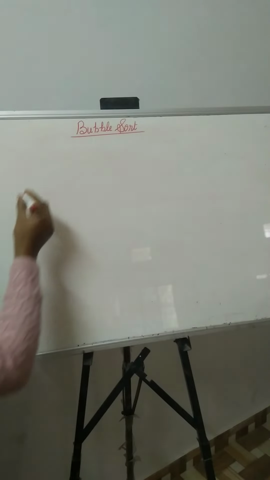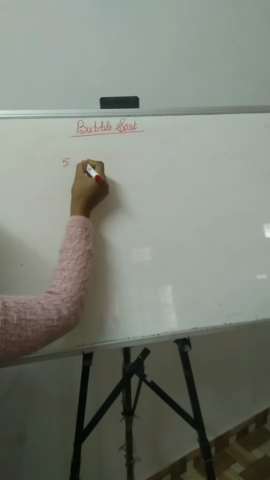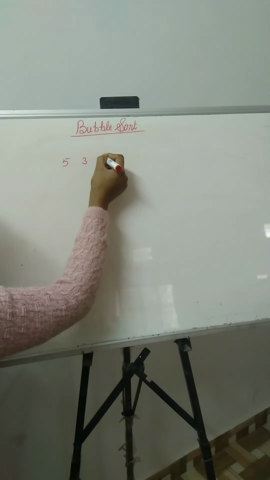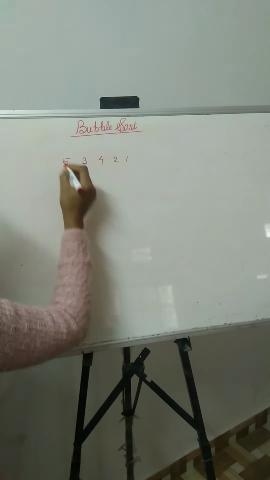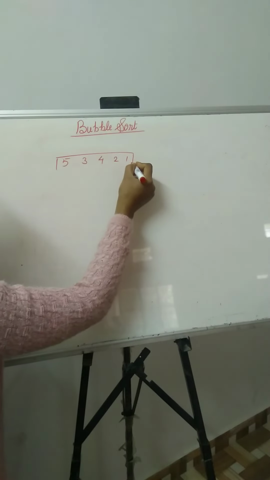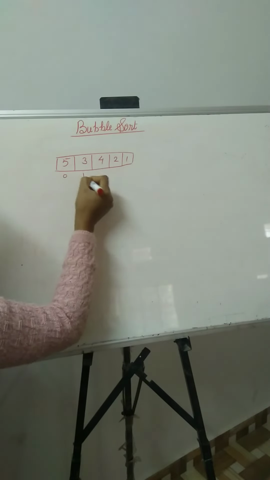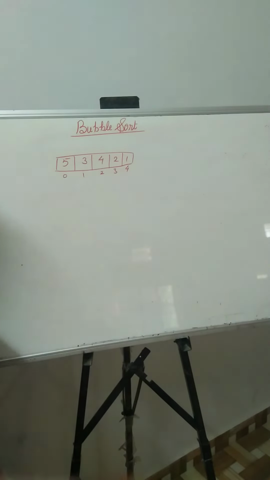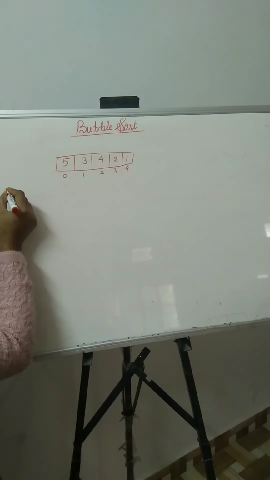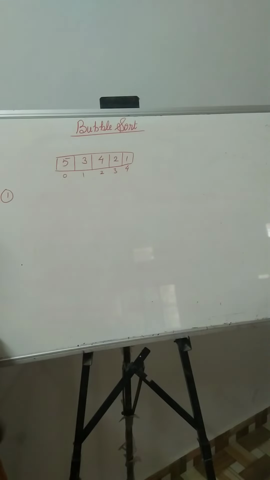So, suppose our numbers are 5, 3, 4, 2, 1 in an array, at indexes 0, 1, 2, 3, 4. We have to arrange these numbers in a proper order, meaning ascending order. So, first iteration. In the first iteration of bubble sort, they compare consecutive numbers.